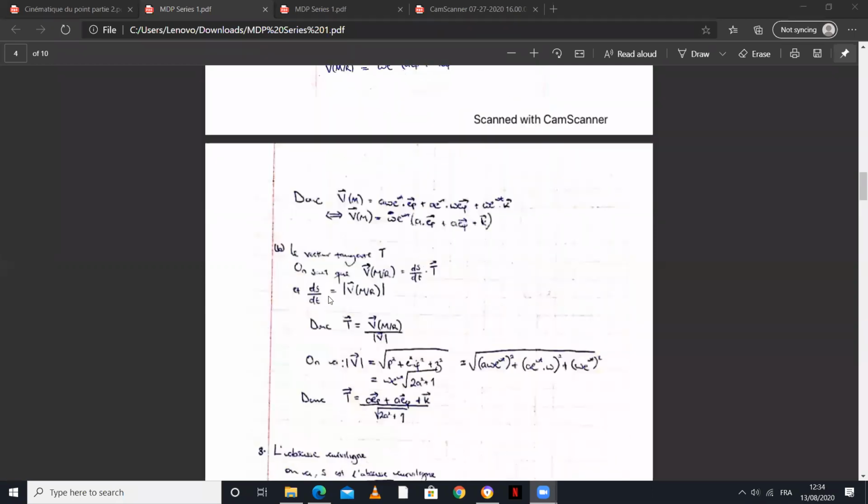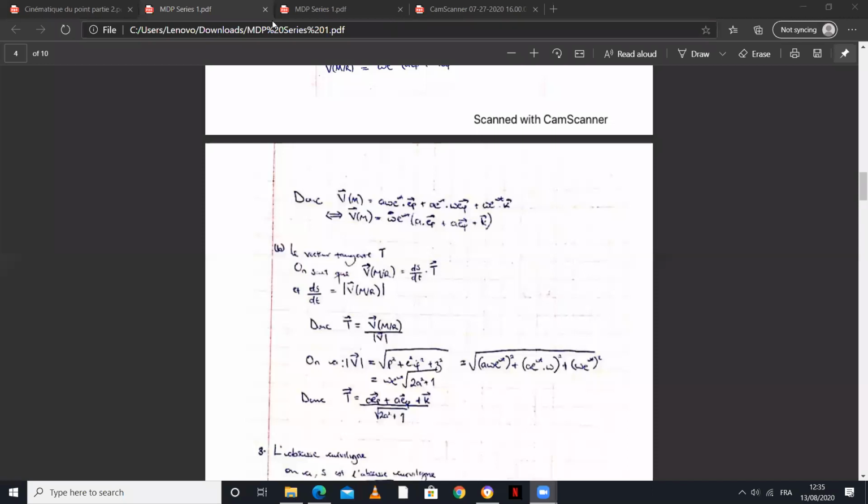If ds/dt is equal to the module of v, we can replace it there. If we make T the subject of the formula, it gives us T equal to le vecteur vitesse divisé par le module du vecteur vitesse. The vector vitesse, we have it. What's left for us to calculate is the module of the vector vitesse, and we are going to get our tangent. You see how easy it is?